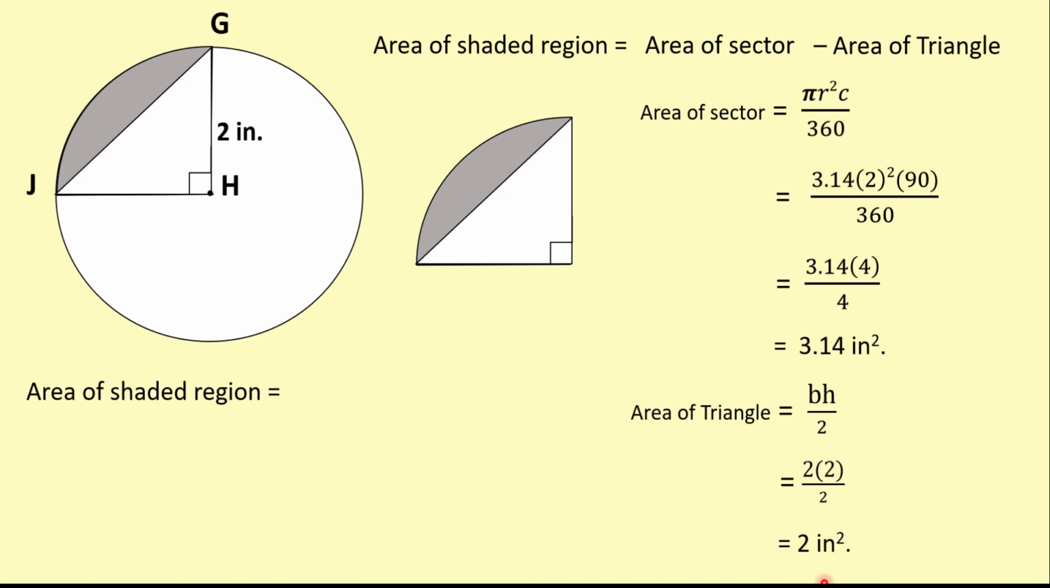Then, substitute lang natin itong mga value dito. So, area of a sector, 3.14. Then, yung area ng triangle, 2. So, simplify natin. 3.14 minus 2 is 1.14 inch squared. So, ito na yung final answer natin. So, ito yung area nitong shaded region.